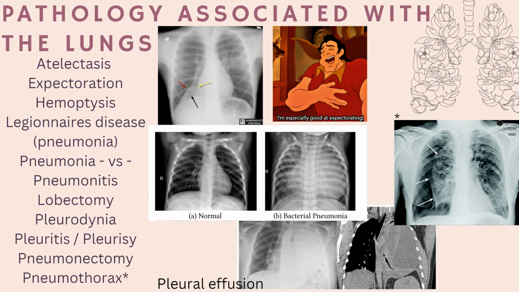A lobectomy. So remember, our suffix ectomy is surgical removal. That's going to be the surgical removal of just one lobe of the lung. That's pretty common in lung cancer.